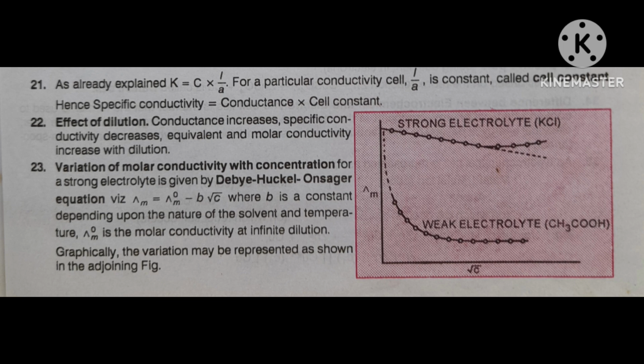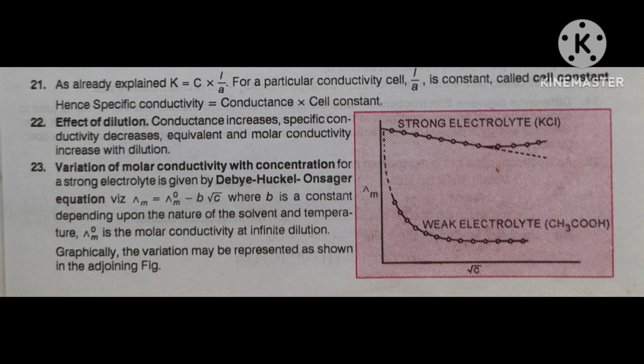Now, the variation of molar conductivity with concentration for a strong electrolyte, I am going to discuss. This is the last point of today's class. Actually, this variation is given by the Debye-Huckel-Onsager equation.